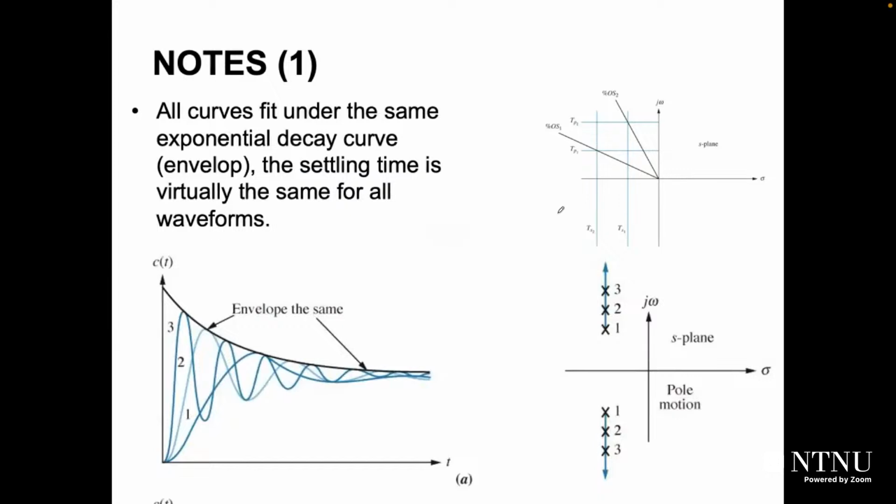So all curves fit under the same exponential decay curve, which is the envelope. The settling time is virtually the same for all waveforms. Of course, the settling time will be the same because the settling time is maybe pi or 4 divided by delta d. So delta d is the same, and 4 divided by the same value gives the same settling time. So settling time will not change.